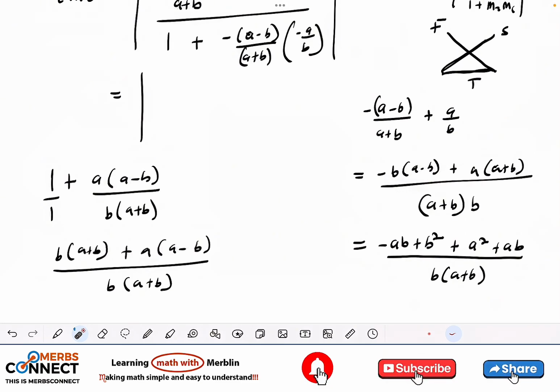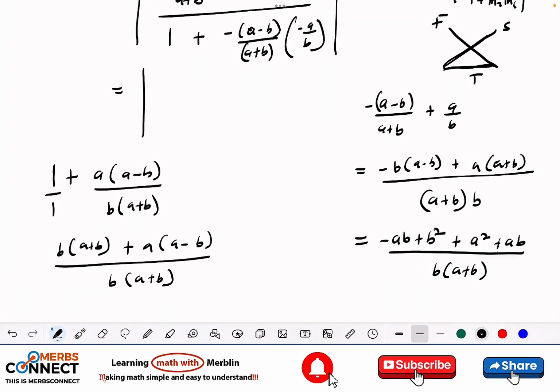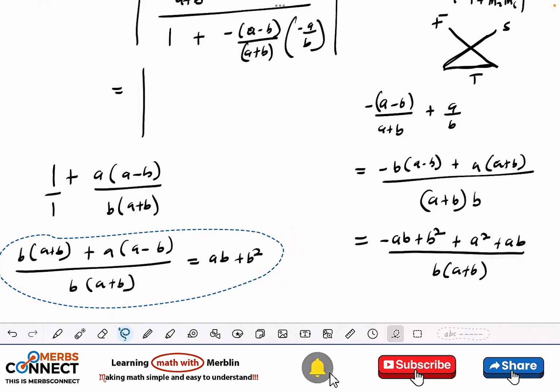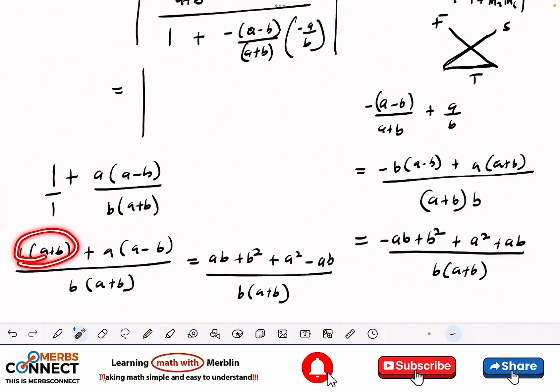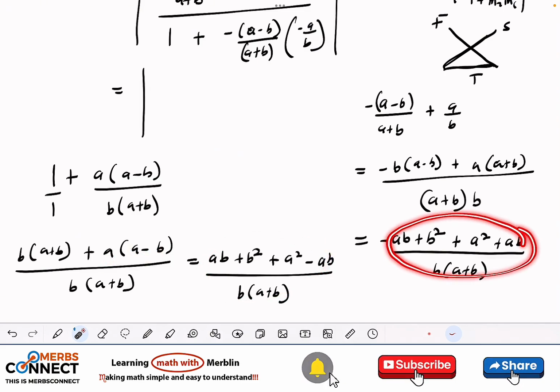So now, let me try and expand this one too and see what we are going to get. This is going to give us ab plus b squared, and we are going to have plus a squared minus ab, divided by b times a plus b. So I expanded this: ab, b squared, a squared minus ab. So this is the numerator, this is the denominator.